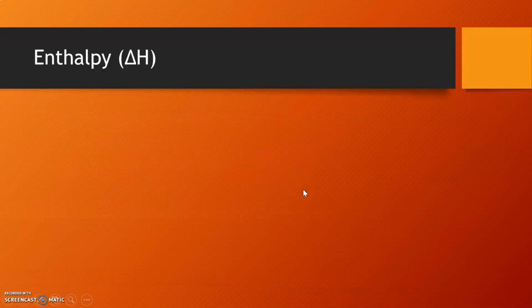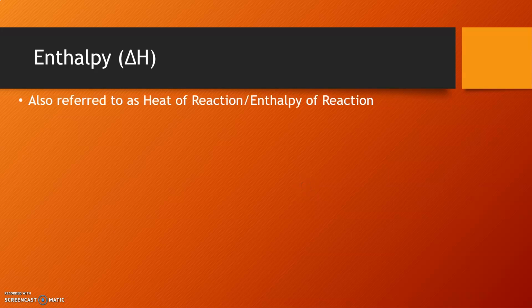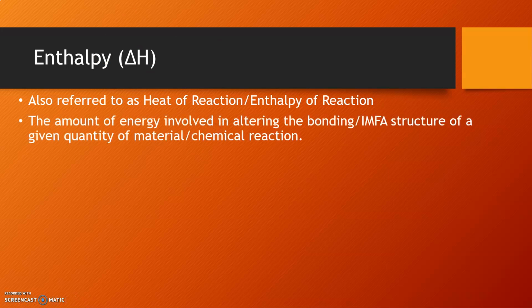All right, the other heat constant is enthalpy, delta H. We've heard of enthalpy before. It's also referred to as heat of reaction or enthalpy of reaction because we're talking about how much energy is involved, what's the energy change in order to do some sort of process. And remember that this delta H is the amount of energy involved to actually alter the bonding or the IMFA structure of a material, or to perform a chemical reaction if we're changing bonds.